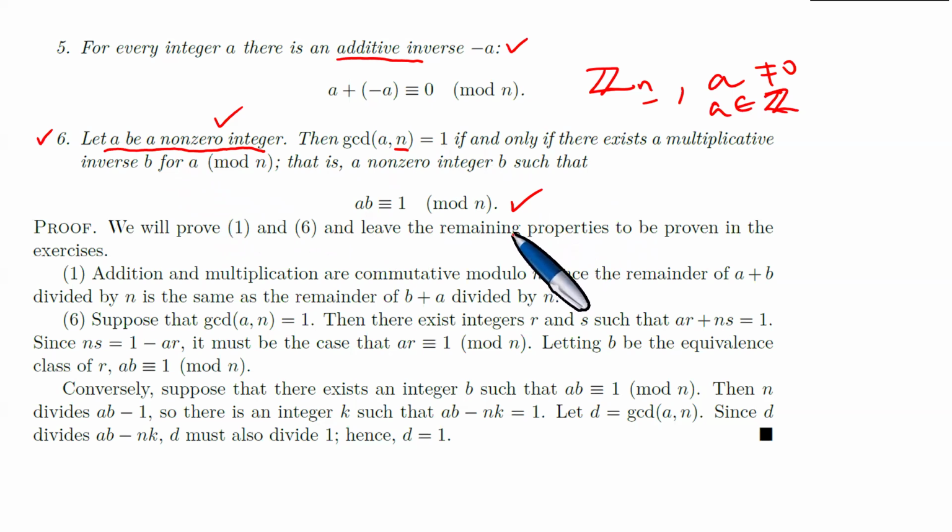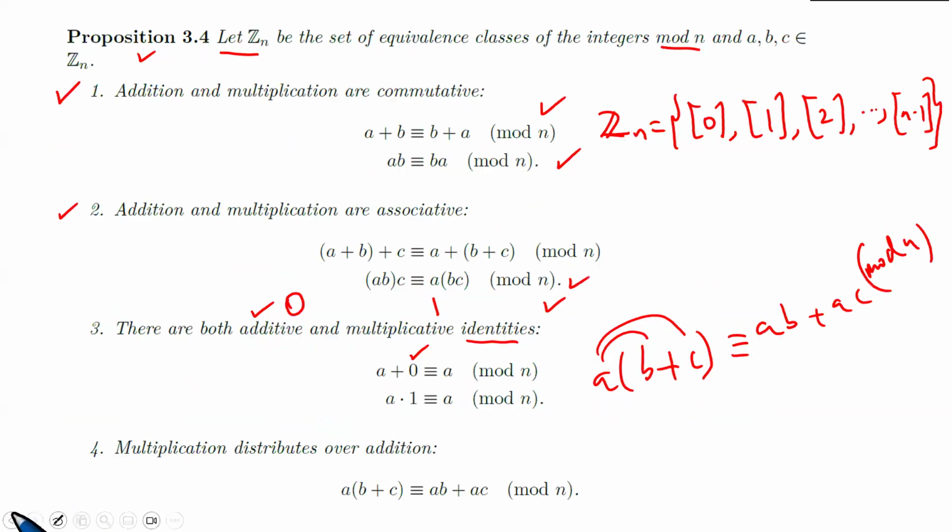Okay, we sort of get the point. We can give examples; that becomes the best way. We shall look at examples of this. We will prove properties 1 and 6 and leave the remaining properties to be proven in the exercises. That's okay, right? What is 1, for example?